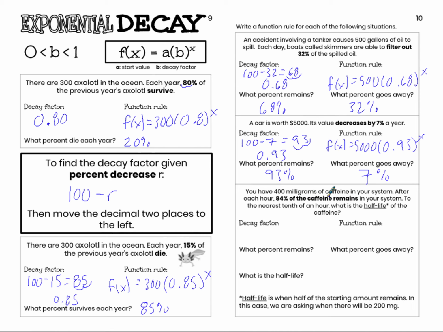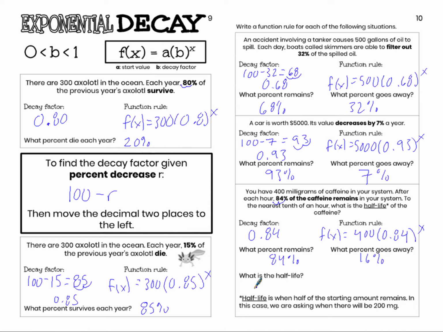Finally, we have one where we have some caffeine and 84% remains. That means I can just write 84% as a decimal. 84% remains. I start with 400. 84% remains. 16% goes away.